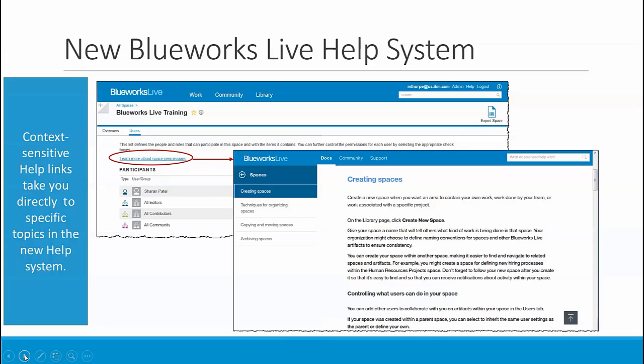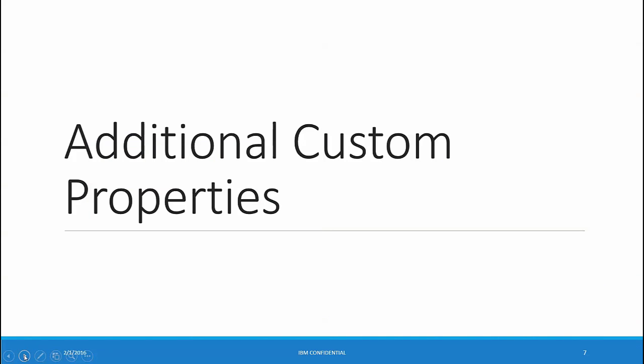You'll also start to see some integrated links to the new help system in this release of Blueworks Live. Here, for example, on the Users tab for a space, there's a link, Learn More About Space Permissions. Now, if you click on that link, you'll be taken to the related help topic in the help system. So that's the new help system. Now let's talk about custom properties.